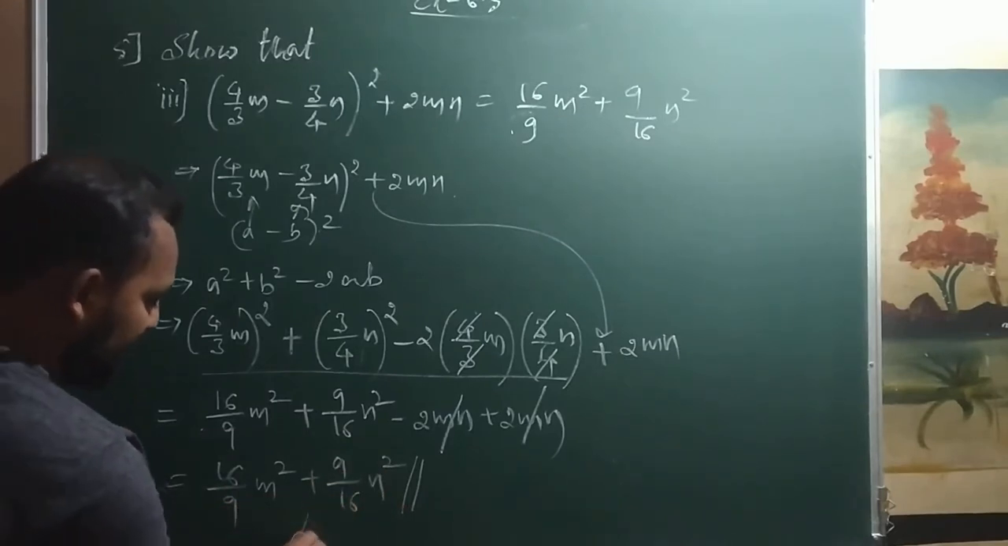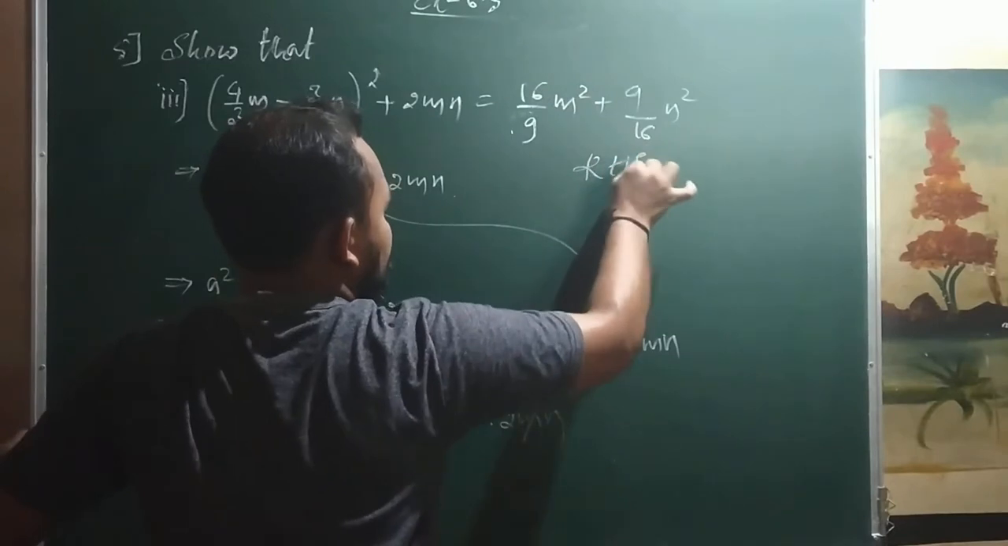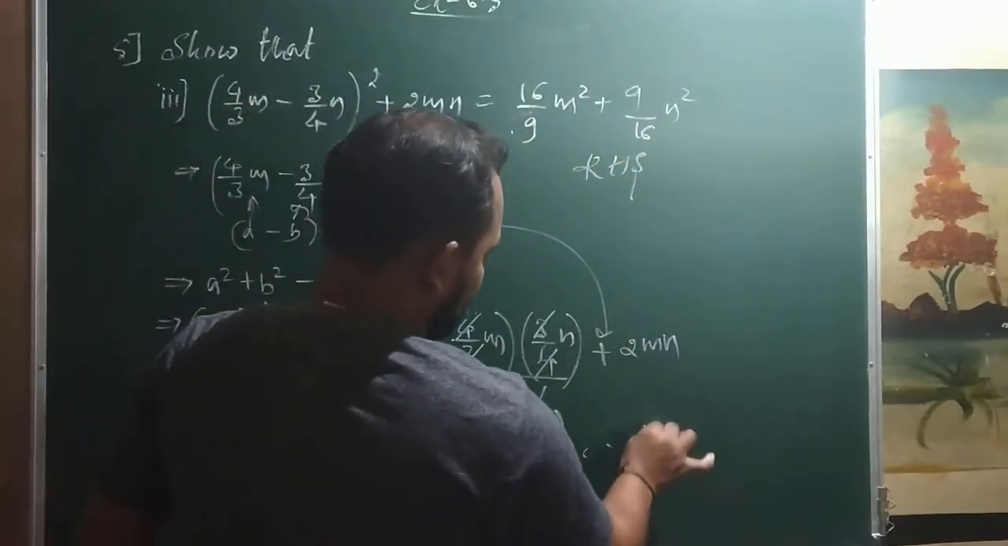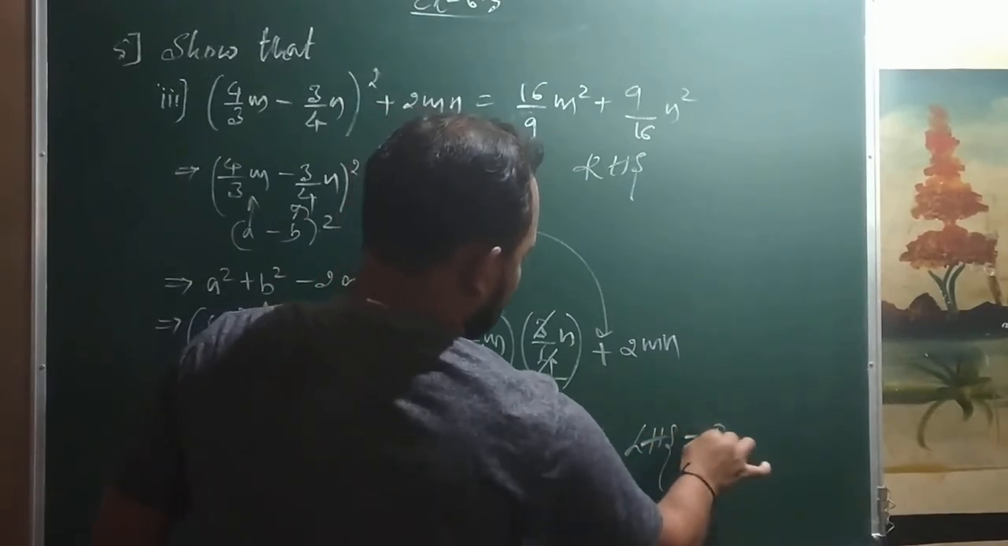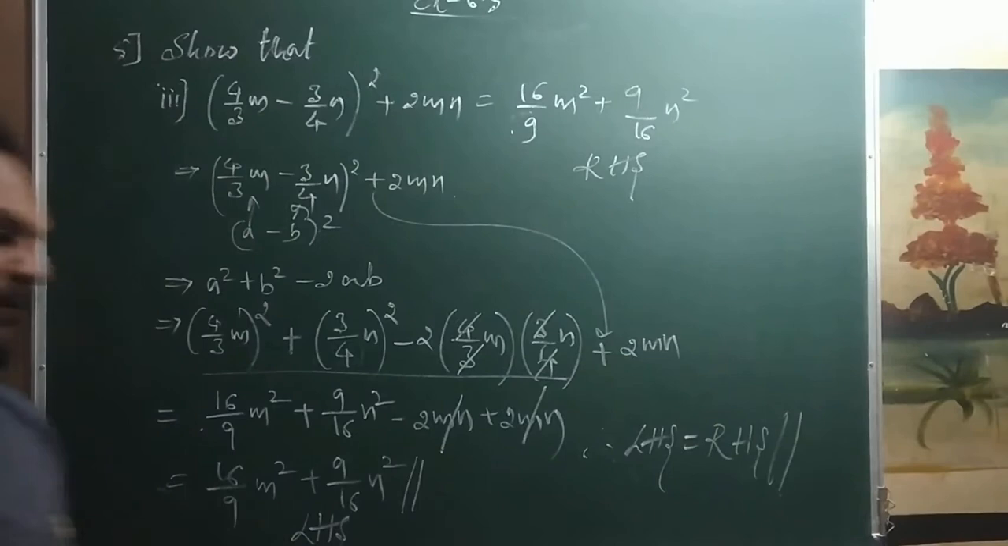Here this is LHS and this is RHS. Okay, both are equal, therefore LHS equals RHS.